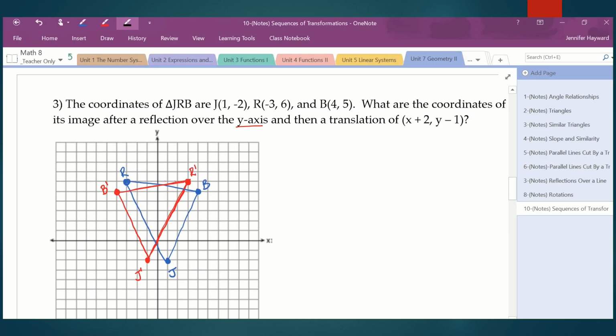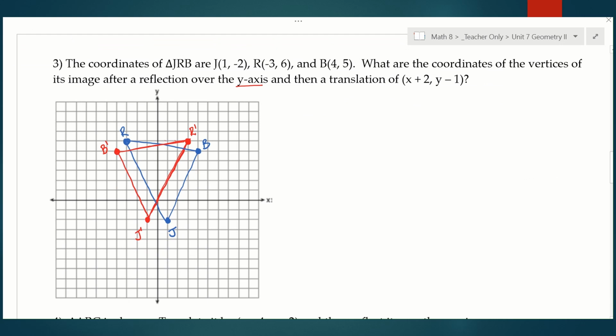Okay, so the last transformation we have to do is translating that triangle that we just drew to the right 2. Because remember, x plus 2 implies going to the right 2 places, and y minus 1 means we go down 1. Okay, so take each of your points and count right 2, down 1, and put the new point. Our R double prime ends up being there.